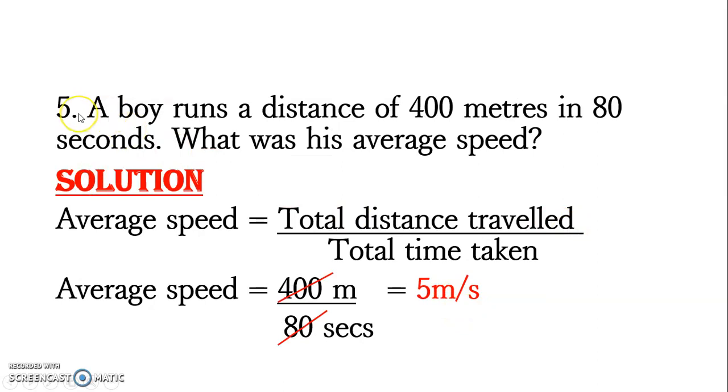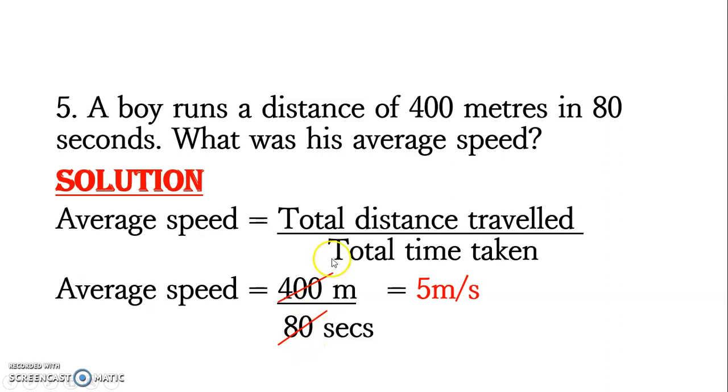Here, example 5. A boy runs a distance of 400 meters in 80 seconds. 400 meters in 80 seconds. What was his average speed? Solution: we learned earlier that average speed is total distance traveled divided by total time taken. So the total distance traveled was 400 meters and total time taken was 80 seconds. So we're going to divide 400 meters by 80 seconds.